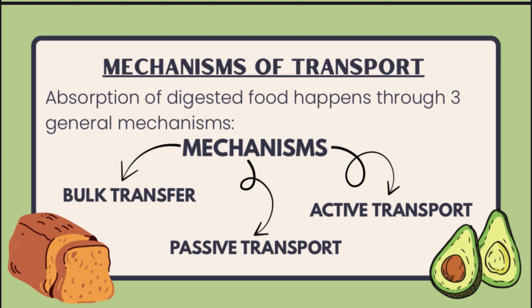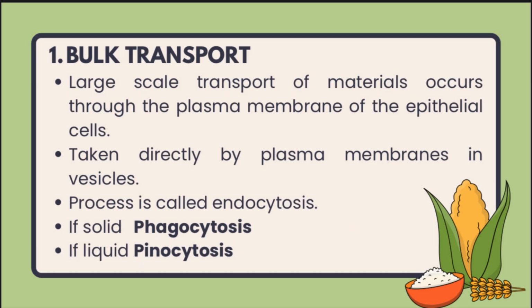You see that you can easily understand. So the body uses three ways to move food. First is bulk transport, then passive transport and active transport. So first we will discuss the bulk transport. What is bulk transport? You can understand point-wise, it is a very easy way to understand.